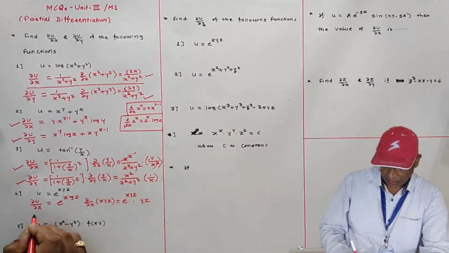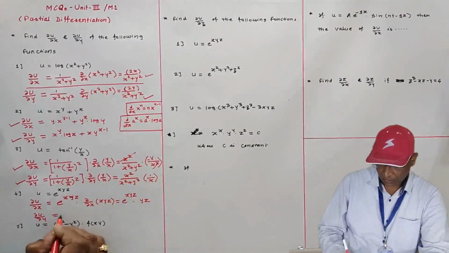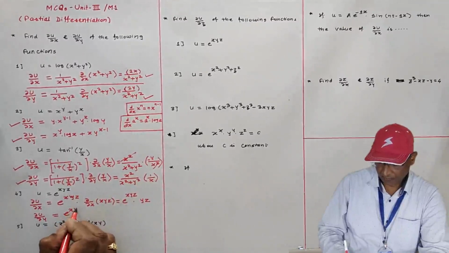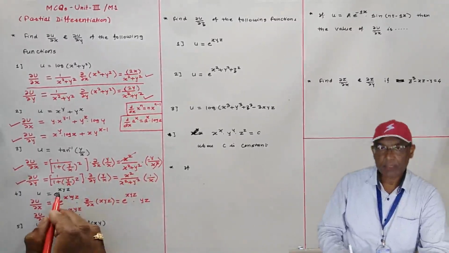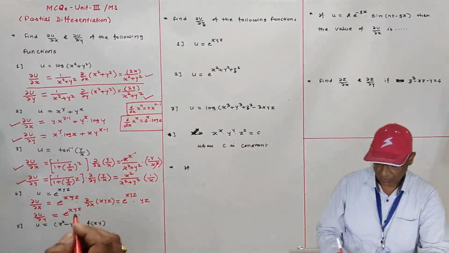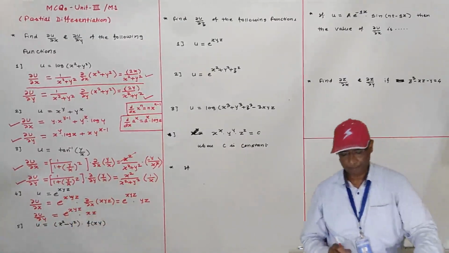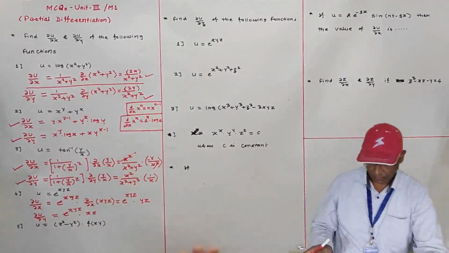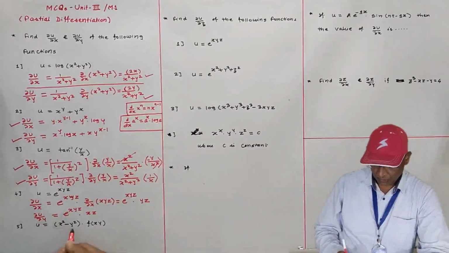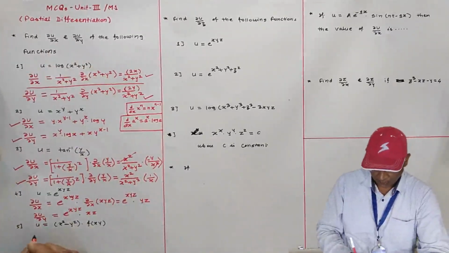So in this way, del u by del y will be what? E to the power xyz, and derivative of xyz with respect to y, keeping x and z constant. Okay, it will be x and z. Now, derivative of u with respect to x, derivative of u with respect to y.